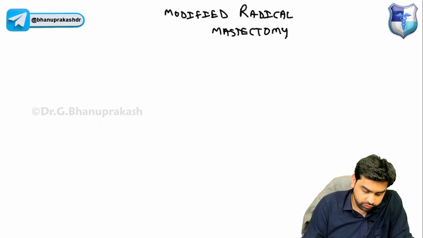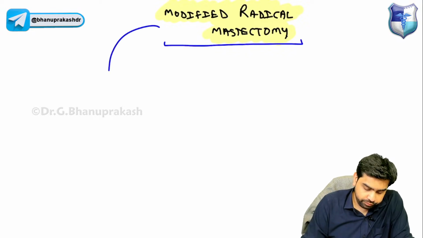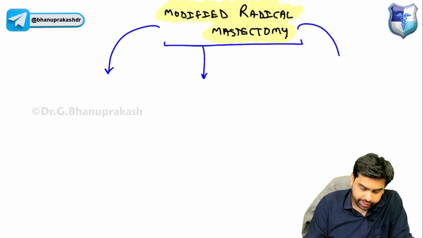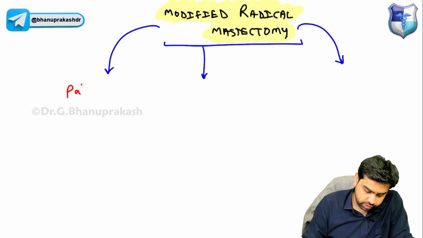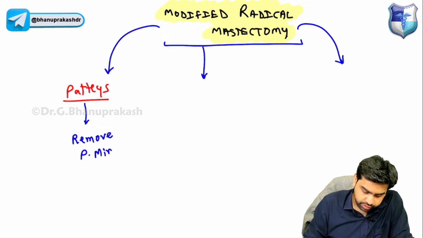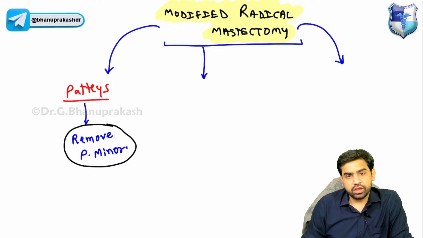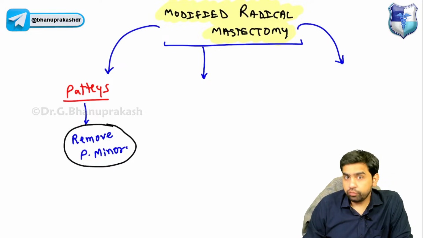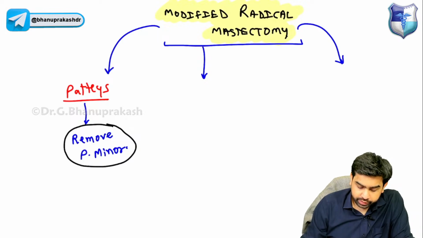So what are the types of the modified radical mastectomy? We have what you refer to as Auchincloss, Scanlon and Pettis. So first, let's talk about Pettis. In the Pettis mastectomy, we remove the pectoralis minor. What are you going to do in the Scanlon?